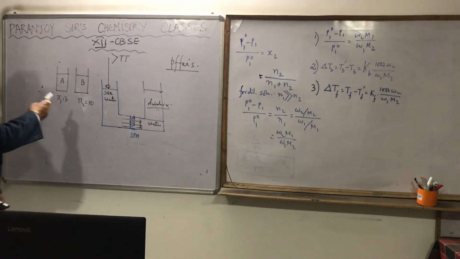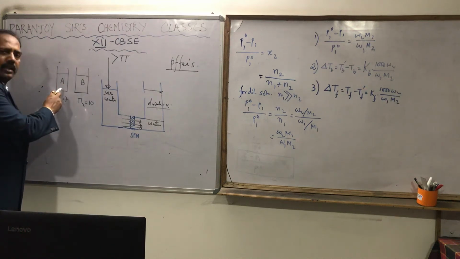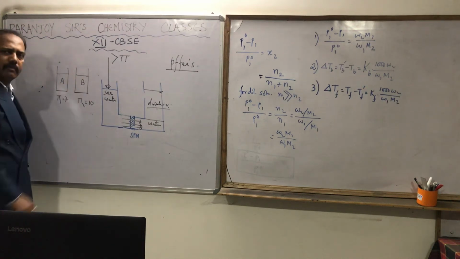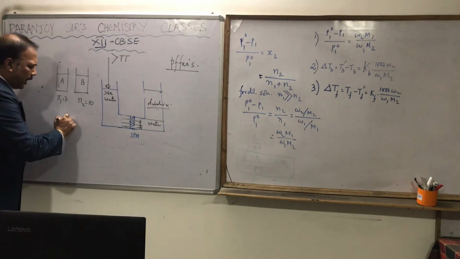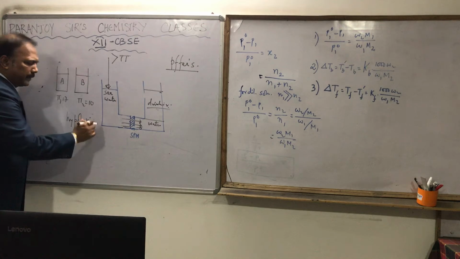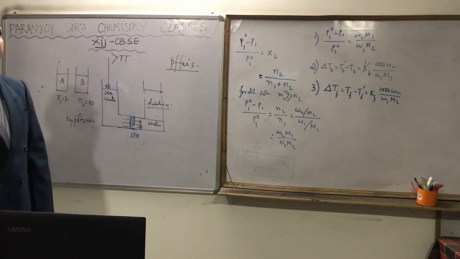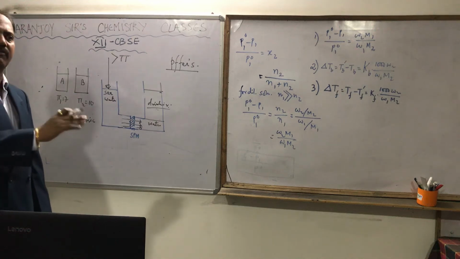So we call solution A a hypotonic solution in comparison to solution B. So what is a hypotonic solution? The solution whose osmotic pressure is less than that of another one.